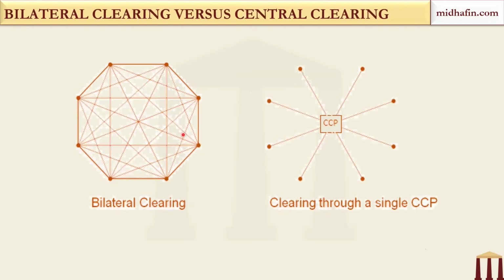Now this is a figure which represents quite clearly bilateral clearing versus clearing through a single CCP. You can see there are two parties engaging in trades with each other. Whereas over here, the central counterparty is taking the opposite side of each trade.